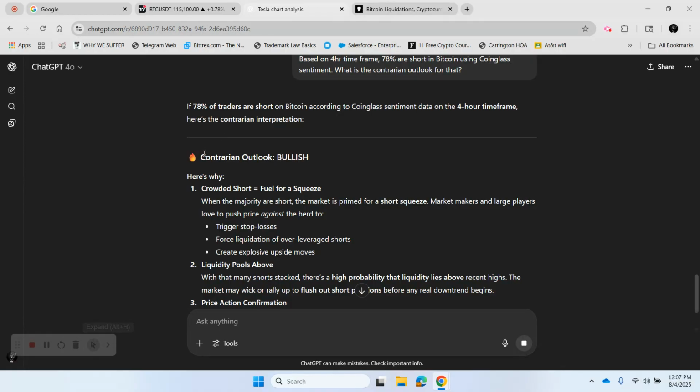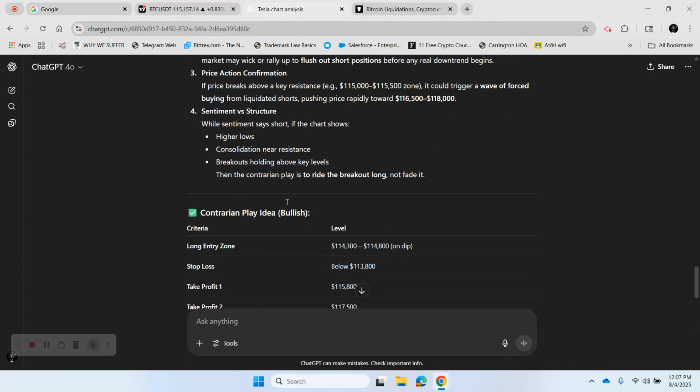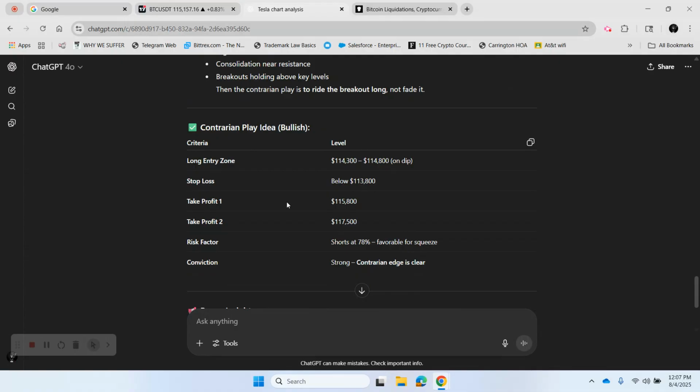Look what it says. Outlook: bullish. Here's why. Crowded short, fuel for a squeeze. When the majority is short, the market is primed for a short squeeze. The market makers and large players love to push price against the herd. Look, it's giving you all this, right? And it even gives you something to play contrarian.